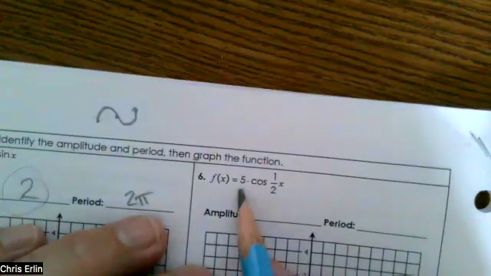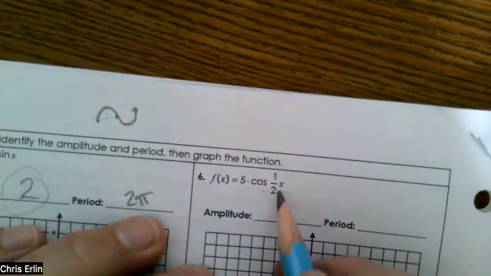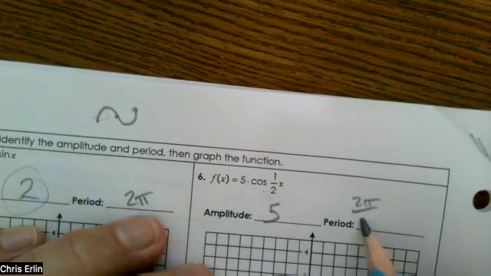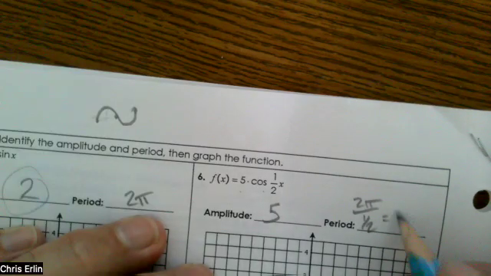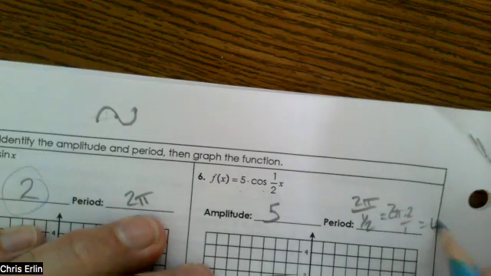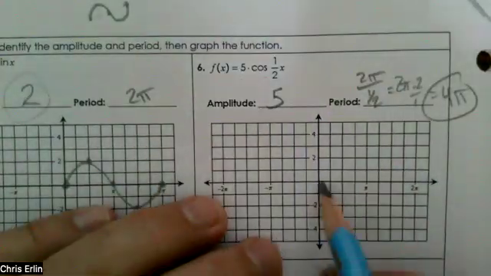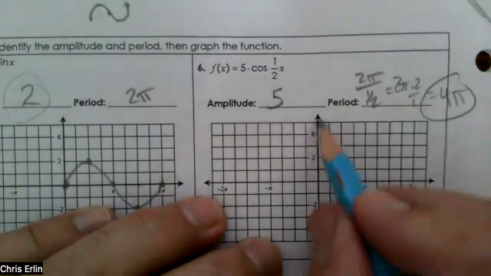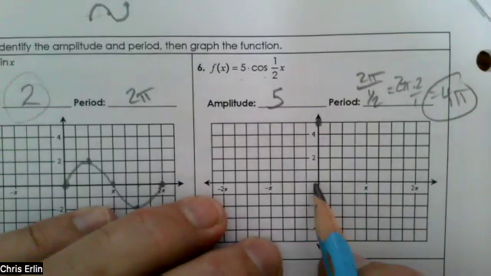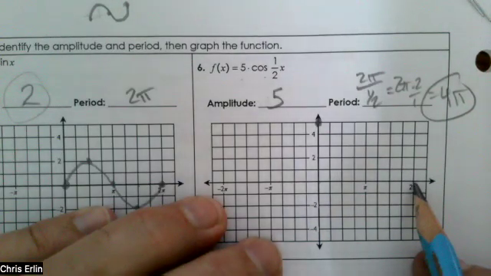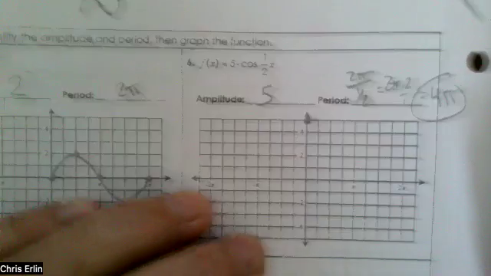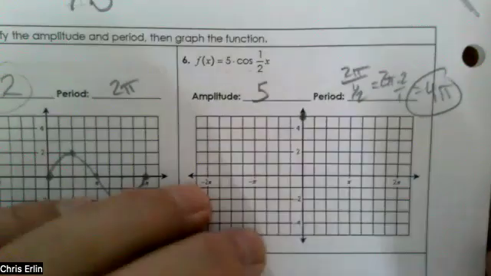How about this one? 5 times cosine of 1/2 x. Okay, so the 5 is the amplitude, and the period is going to be 2 pi over 1/2, which is 2 pi times 2 over 1. So that's 4 pi. Interesting. So I'm going to start at 0, 0. And instead of going up 1, I'm going to go up 5 times that. So I'm going to be way up here. And then I have to go to the end of the cycle. Well, if this is 2, that means I'm going to be way over here. That's 4. Okay. So I'm putting a mark way out here somewhere that doesn't really fit on my graph.